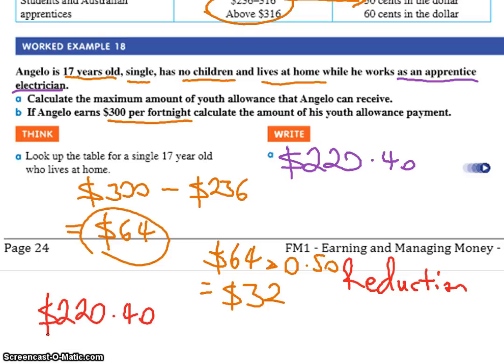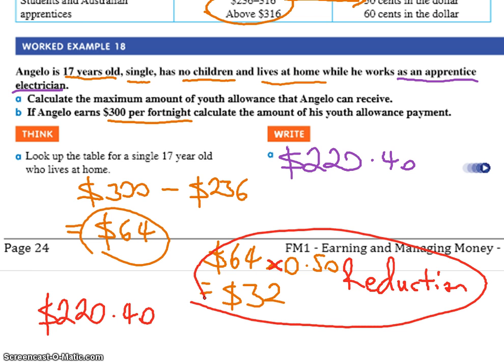Is that taking our times in between 64 and 0 times? Yeah, that's the 50% thing, and this is the reduction here. So does he get 32 or 64? 32. He gets the $220.40, which is the maximum amount, minus the reduction, which is $32.